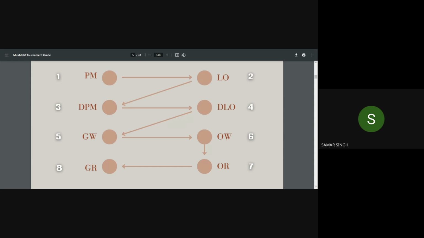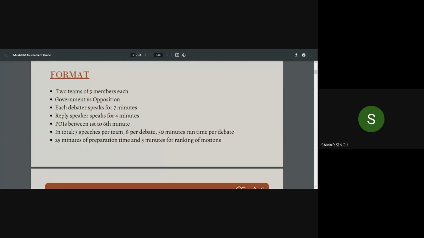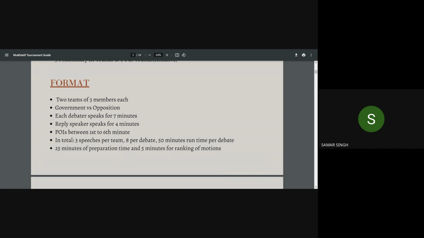Can you explain this format again? I didn't quite get it right. Sure. Okay, so in an APD format, it is a team versus team, meaning two teams are competing against each other. The first team is government, the second team is opposition. Each team consists of 3 members. Each debater gives a speech of 7 minutes, but there's another speech which is called a reply speech, just of 4 minutes, which is given by either of the speakers at the very end.